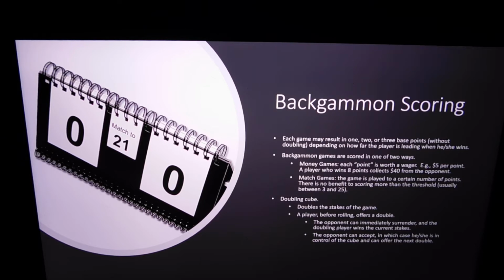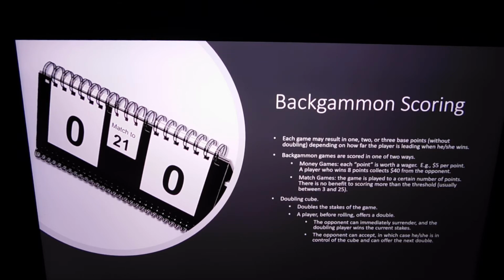In a match game, the game is played to a certain number of points, usually between 3 and 25, and there's no benefit for scoring more than the threshold, which is what makes this paper interesting because sometimes extra points are worth something for one player but not his opponent, because of the way scores are rounded down to the threshold. So what does the doubling cube do? Well, it doubles the stakes of the game, and when does it happen? Well, a player before rolling the dice decides he has a really good position and offers a double. And the opponent can immediately surrender and lose the current stakes of the game, right?